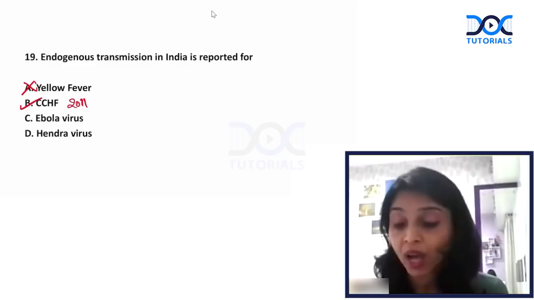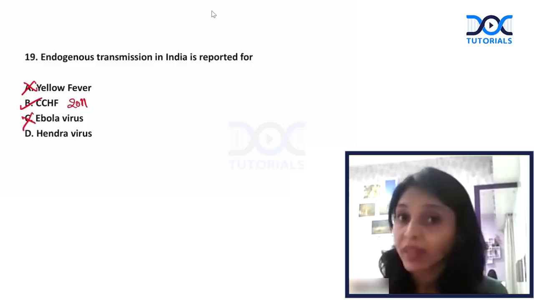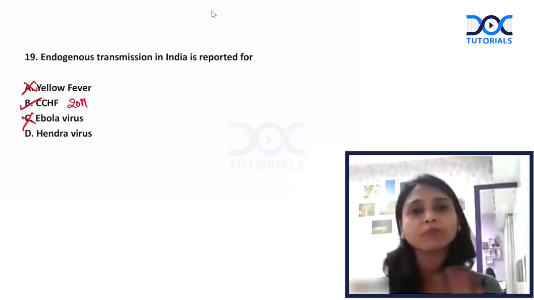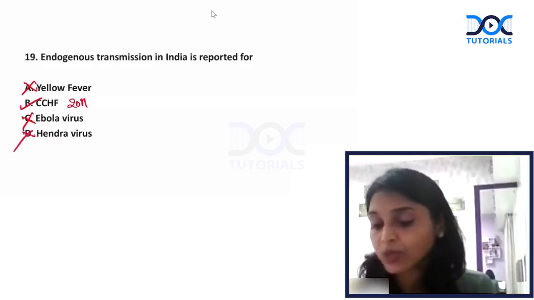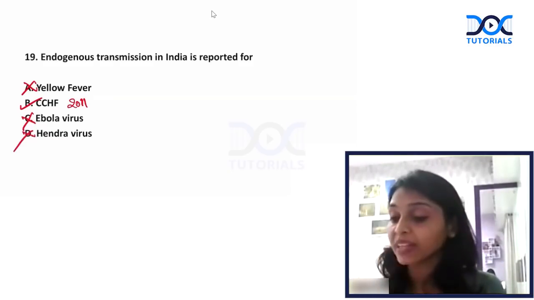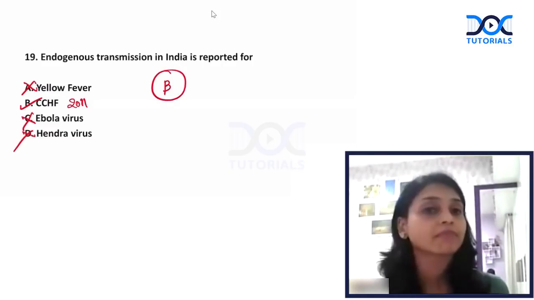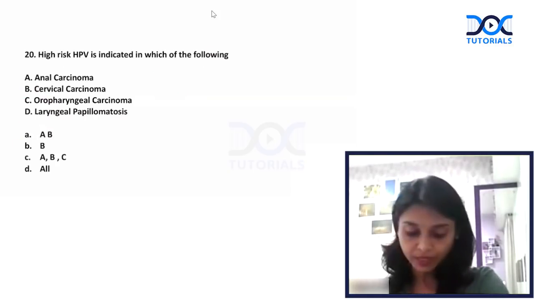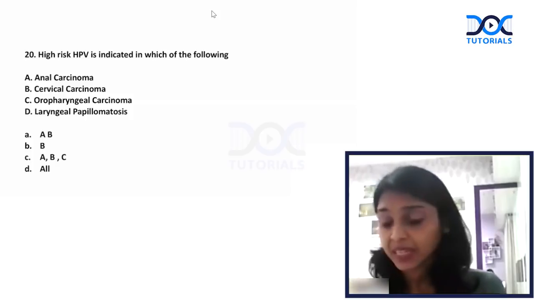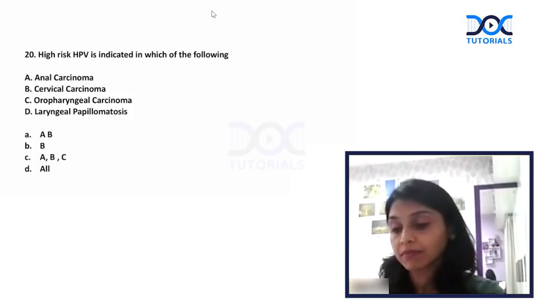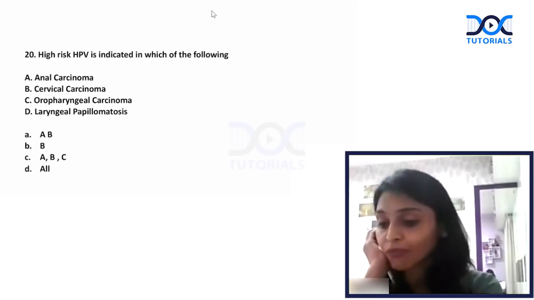Ebola. What do you think, Ebola? Ebola is reported, but not yet confirmed. 1 or 2 Ebola cases were reported, but when we followed up, those were not actually Ebola. And Hendra is also not reported in India. So the only one that is reported is CCHF. So here the answer is B. Okay, moving on to 20. Question number 20. High-risk HPV is indicated in which of the following?